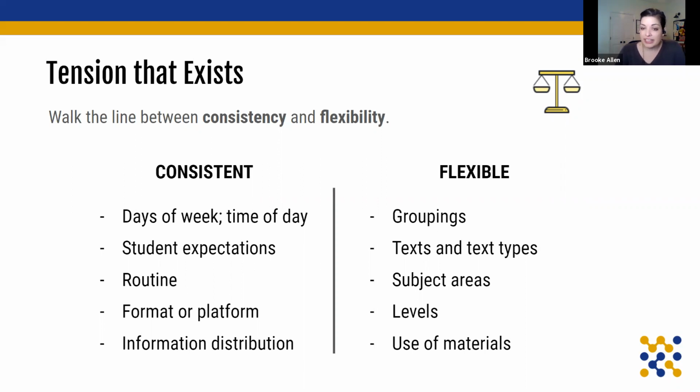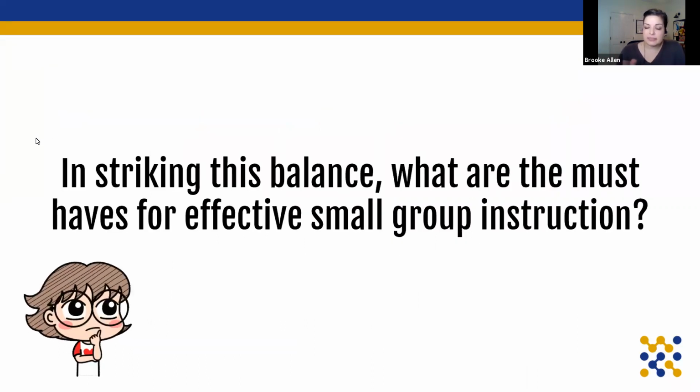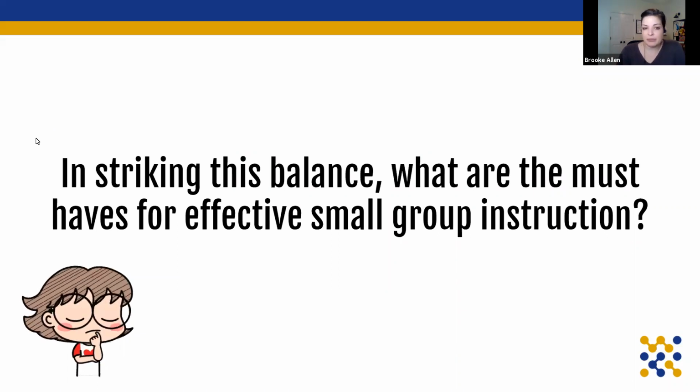We want to keep those things consistent. And then flexible, we can flex groupings. We can flex different kinds of text and text types, different subject areas that were covered through those texts, levels of work and assignments that are needed in order to push students further wherever their development is. And then the use of materials, right? So we can use manipulatives in math, and that can be some sense of variability in our planning for small group. So in striking this balance between consistency and flexibility, what are the must-haves for small group instruction?